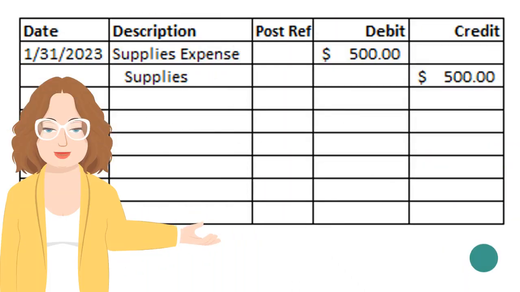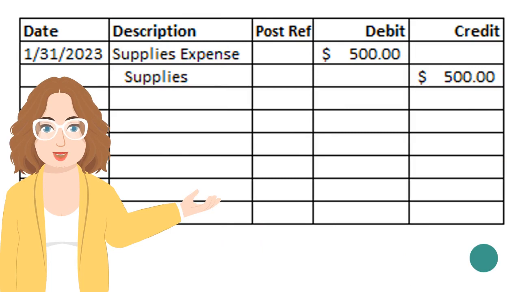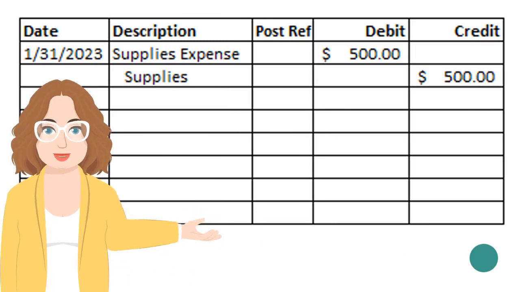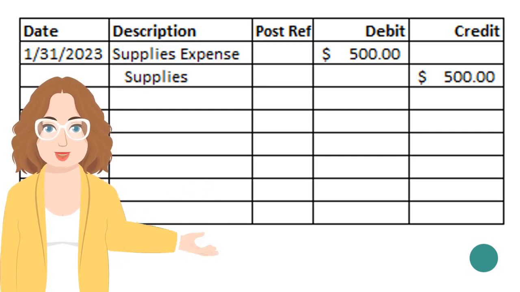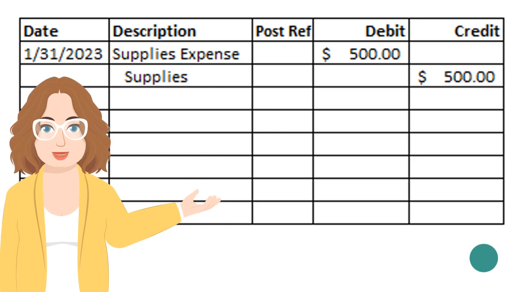To record this adjusting entry, Gallagher Enterprises would debit supplies expense for $500 and credit supplies for $500. This will properly reflect the company's use of supplies in the current month and the remaining balance that will be used in the following months.